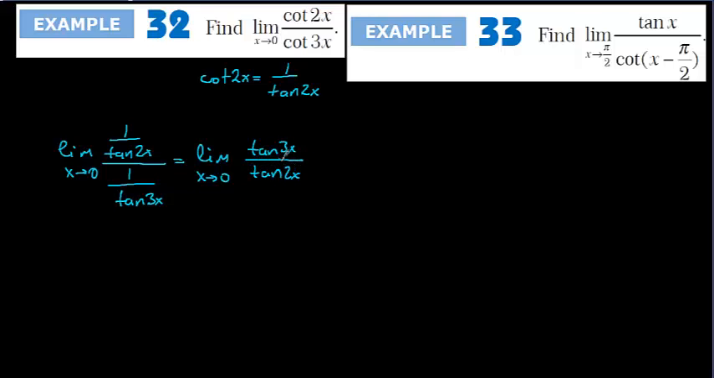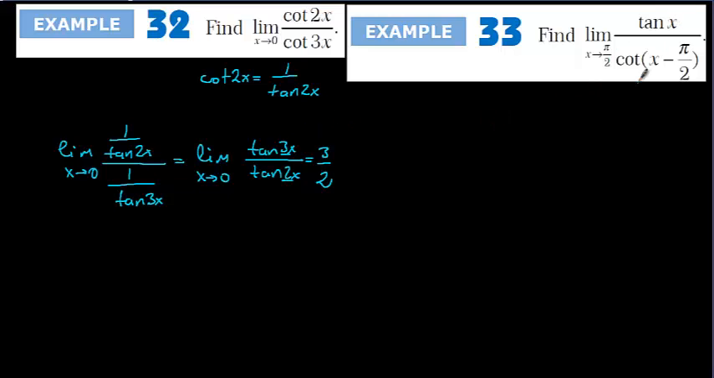Now this is a 0 over 0 case, because tangent 3x, 3 times 0, is 0 over 0, and this is the trigonometric 0 over 0 form. That's why we are going to apply the formula. The formula says to take the coefficients of the x's. The answer is going to be equal to 3 over 2. You remember from the previous video.